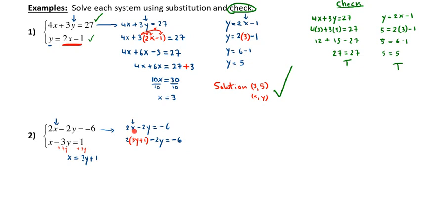The x has disappeared. We only have an equation with one variable, and now we can solve this equation. So we do the same thing that we did on the top, distributive properties. So we're going to be distributing 2 times 3y, that's going to be 6y. 2 times 1, that's going to be plus 2. Remember that we're multiplying. And then we bring down the negative 2y equal to negative 6.